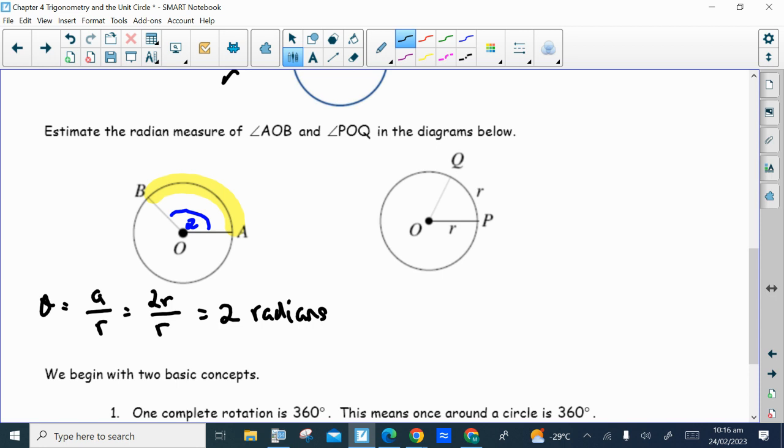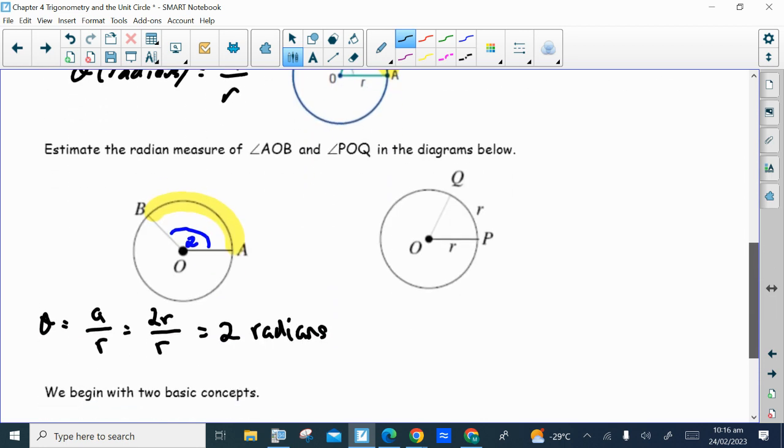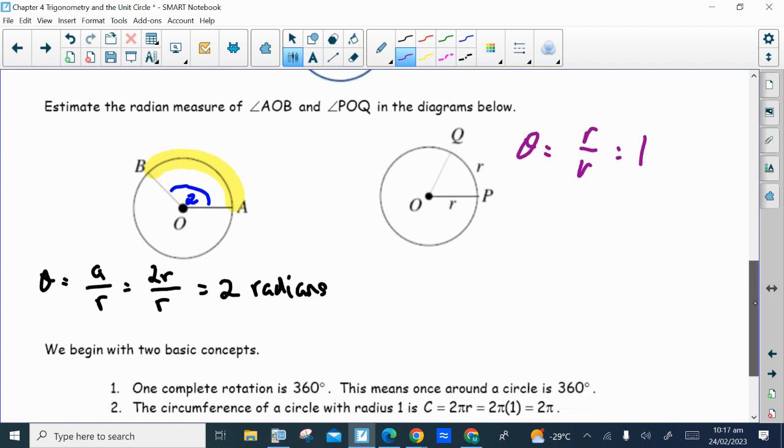Now for that second one, that's the same as the one above. The arc length is the same as the radius because they're both labeled as r. So in this case here, the measure of the central angle would be r over r, or 1 radian. And again, if no unit is given, it means that we are in radians.